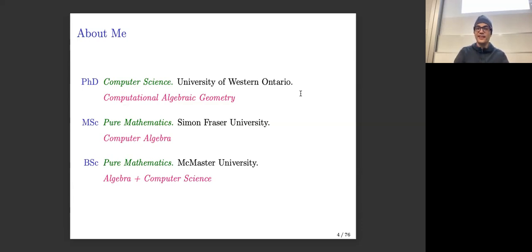My master's degree I did at Simon Fraser University, that's in Vancouver. I also did computer algebra, but somehow I got a pure mathematics degree for doing that. And my bachelor's degree is from McMaster University, where I did algebra and computer science at the same time. We don't really have these dual degrees like we do here in Australia. But this subject area is at the intersection of pure mathematics and computer science, which is why it's really interesting. In order to do any of this, you really have to do both.